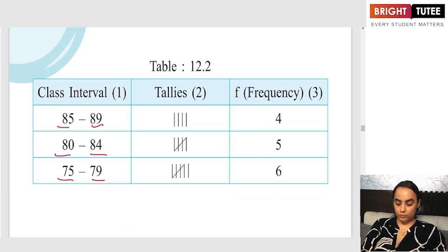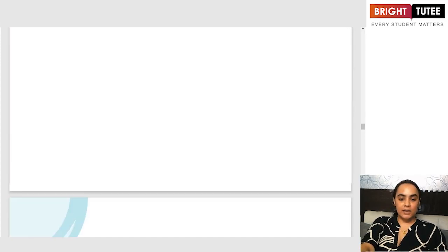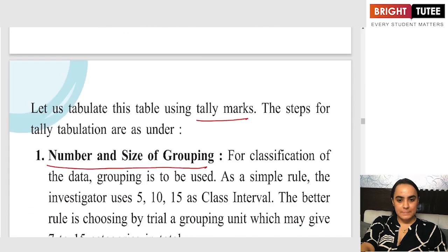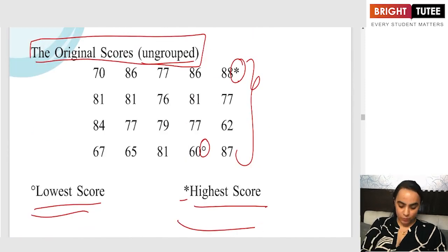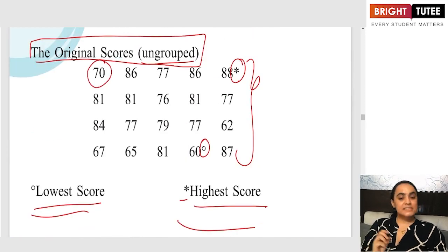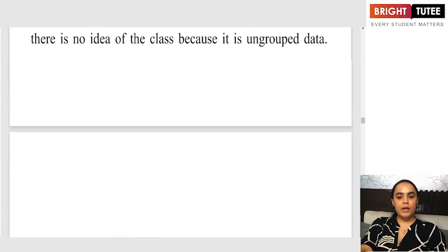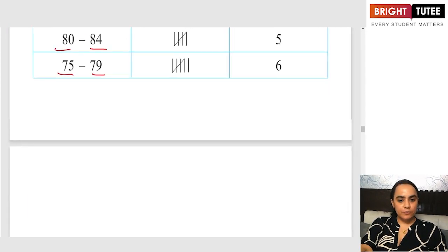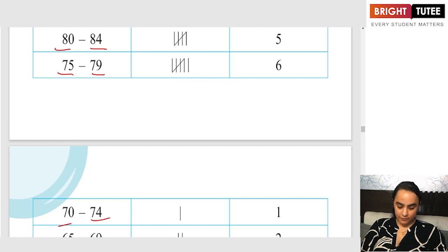Now what do we do? How do we get these tally marks? Just look at the numbers that you have. Here, what is the first number? 70, right? Where will this 70 fall? In which column will 70 fall? Here, 70 to 74. Obviously we'll have 70 here, so you put one tally.